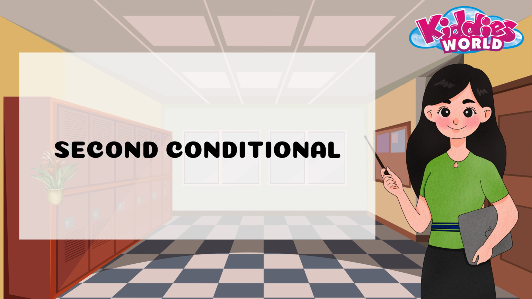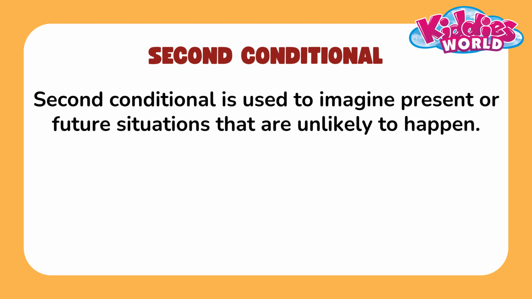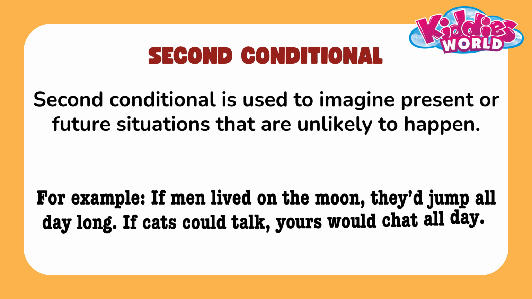Second conditional. Second conditional is used to imagine present or future situations that are unlikely to happen. For example, if men lived on the moon, they'd jump all day long. If cats could talk, yours would chat all day.